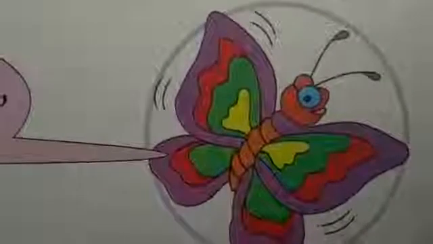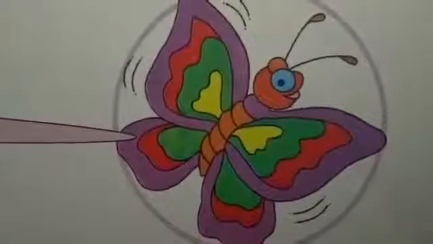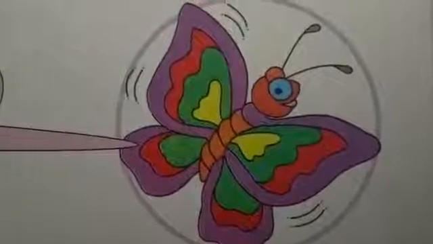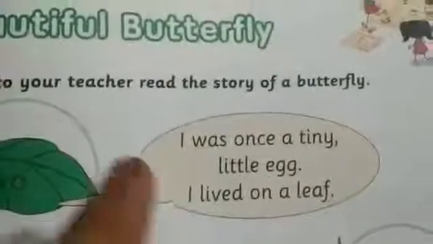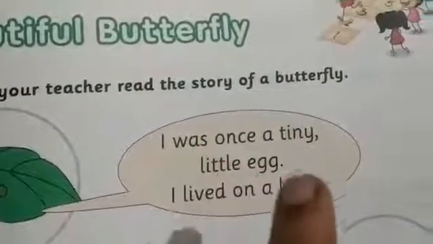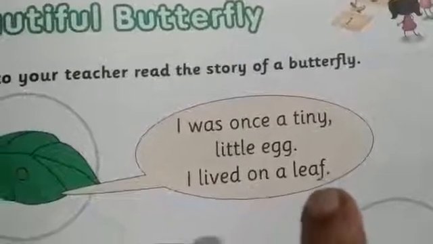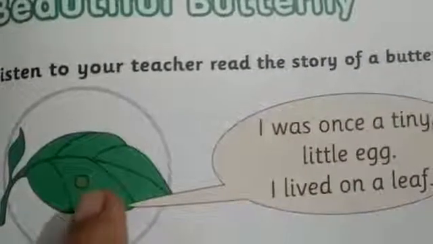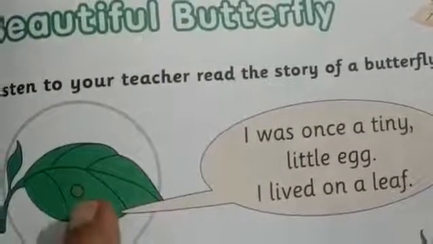Children, today we will learn the life cycle of a butterfly. Colorful butterfly, isn't it? It's so beautiful. Now let us listen to the life cycle of a butterfly. I was once a tiny little egg. I lived on a leaf. So the first stage of a butterfly is a tiny little egg. First it was in the form of an egg.